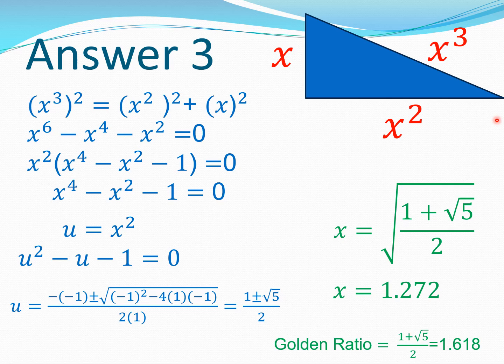Again, remember, we are dealing with the real system. We have a triangle, so these have to be positive numbers. So I can take the positive value of u, that is (1 plus root 5) by 2, and so I get x is the root of (1 plus root 5) by 2, which you can further simplify to 1.272.